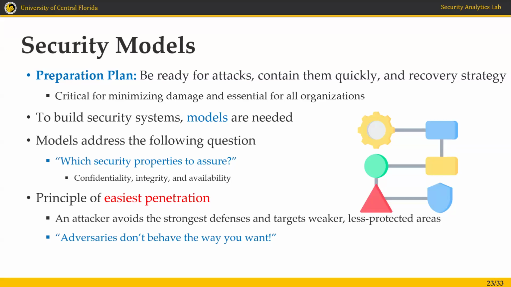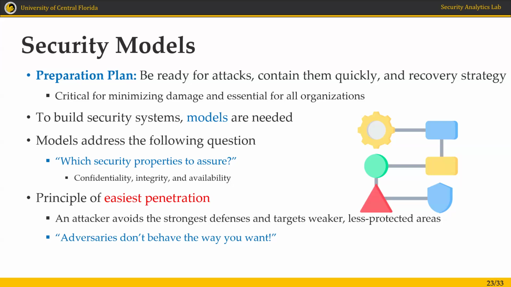So now we should have an idea of the CIA triad in more detail, a foundational idea, and how we can use what each CIA category gives us. We talk a little about security models, which are prepared to be ready for attacks, contain them quickly, and have a recovery strategy. It is important so that we can minimize the damage, and if damage happens, we try to minimize it. It's like having multiple plans or multiple layers, and that is essential for all organizations.